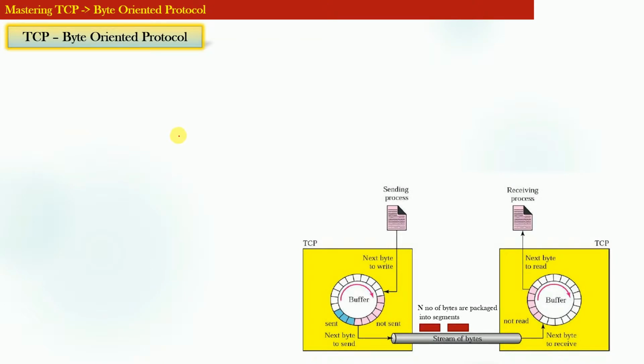So guys, going forward, now let us try to understand why TCP is called a byte-oriented protocol. TCP is called a byte-oriented protocol because it keeps track of application data that it has sent to the receiver or received from the receiver at the byte level, right? So any protocol which keeps track of the data it is sending or receiving at the byte level is categorized as a byte-oriented protocol.